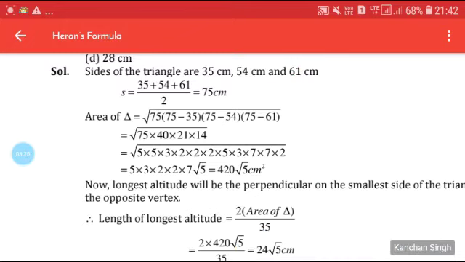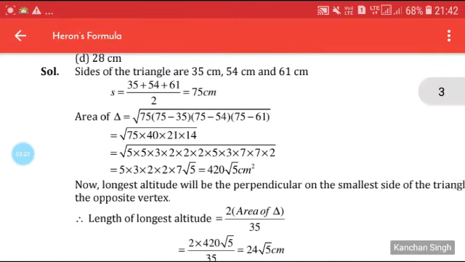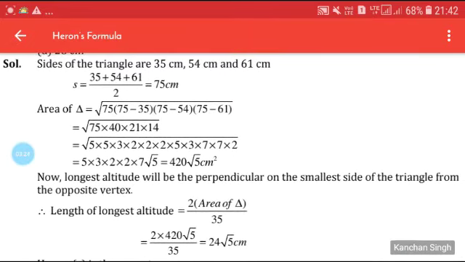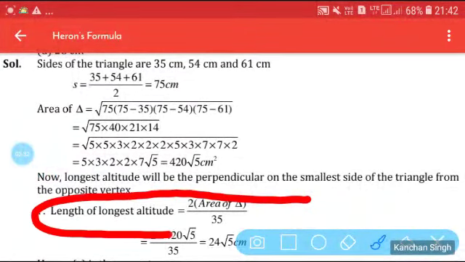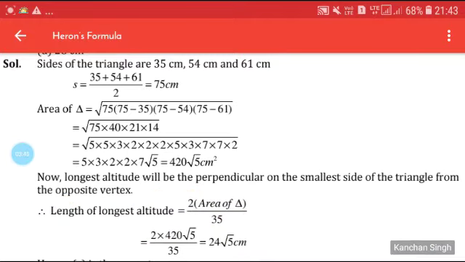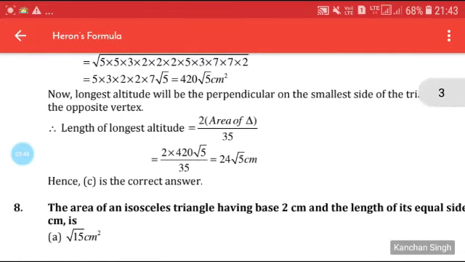Now see, the longest altitude will be the perpendicular on the smallest side of the triangle from the opposite vertex. This you have to remember. Length of longest altitude equals twice the area of the triangle divided by that side. So here this becomes 2 into 420 root 5 by 35, because 35 is the base part. So that becomes 24 root 5 centimeter.